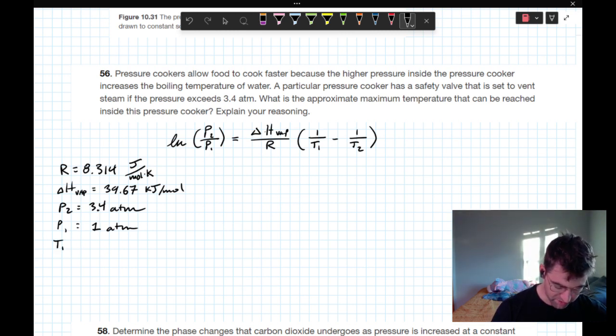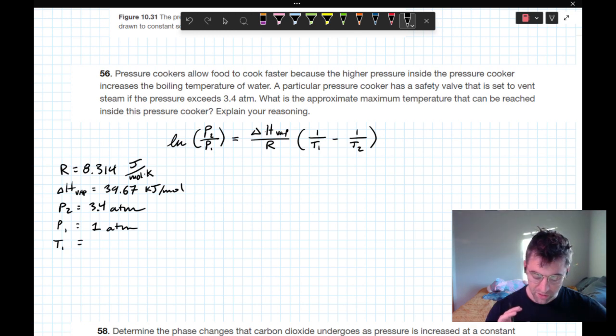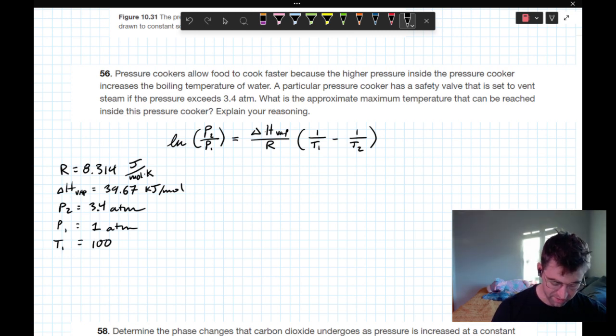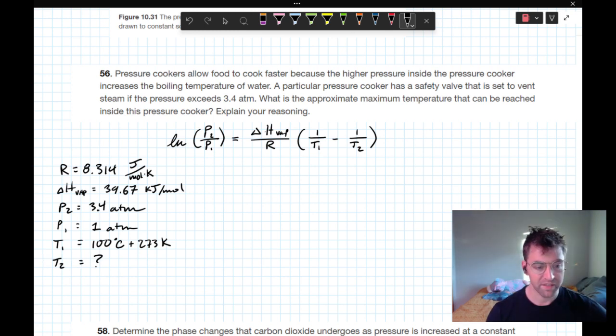Finally, we have temperature 1. We know what temperature 1 is because it's the boiling point of water. We know that we're dealing with boiling water inside of this pressure cooker. So that is 100 degrees Celsius plus 273 Kelvin. Temperature 2 is what we're solving for.